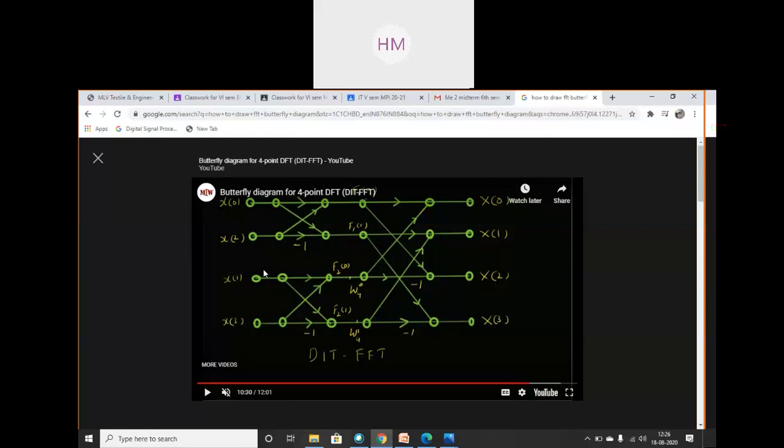So don't get confused if in the exam it is asked as DIT. Always the inputs will be in bit reversed order. Clear? x0, 2, 1 and 3. Clear? Then what you have to do? Next step, you have to always write -1 in the second line.